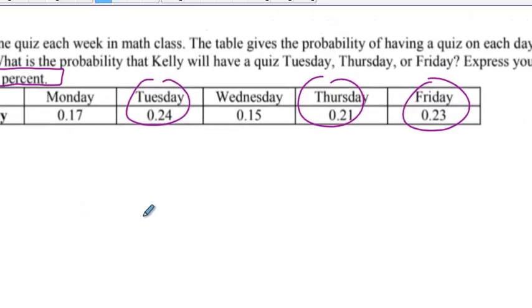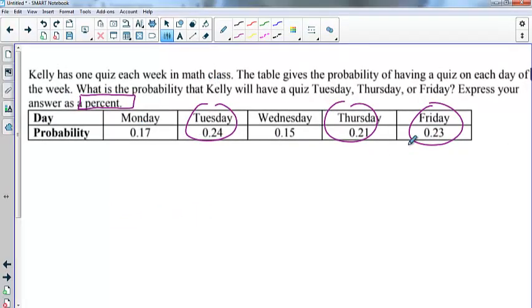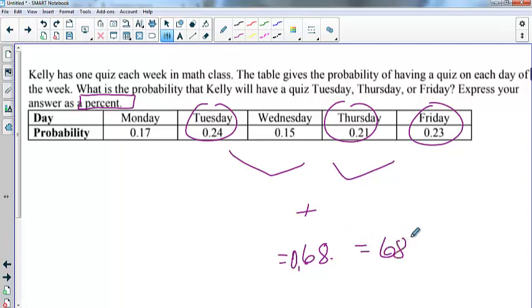Add them, right? Okay, because the whole thing here should add up to be 100 because she has one a week. But all we're going to do is add these three. When I do that, what do I get? 0.68, okay. Is this what I want, though? Why not? Not a percent. How do I make it a percent? Multiply by 100. That gives me 68%. This is your answer.